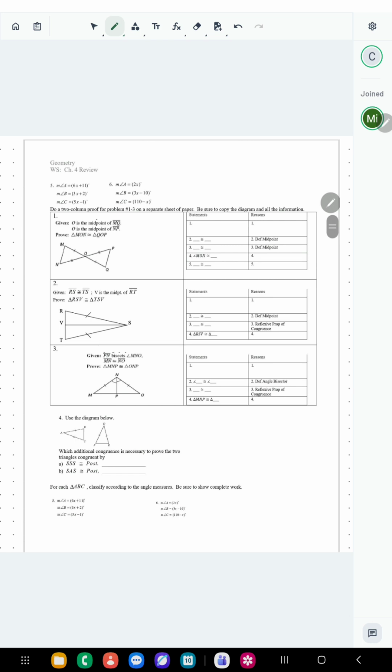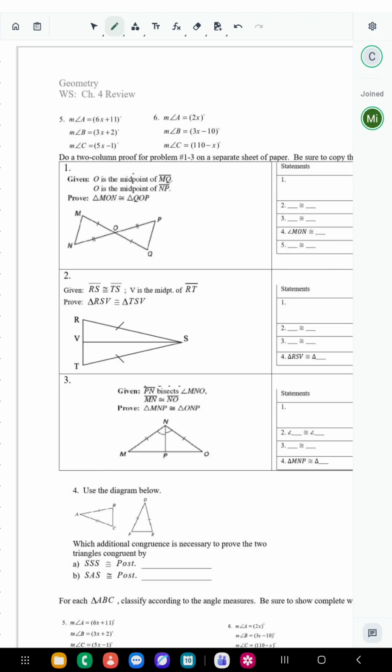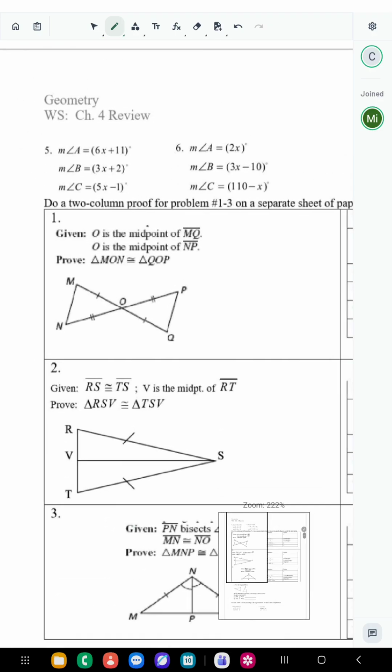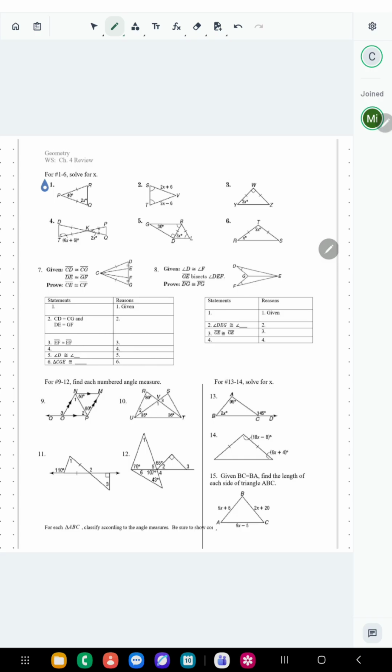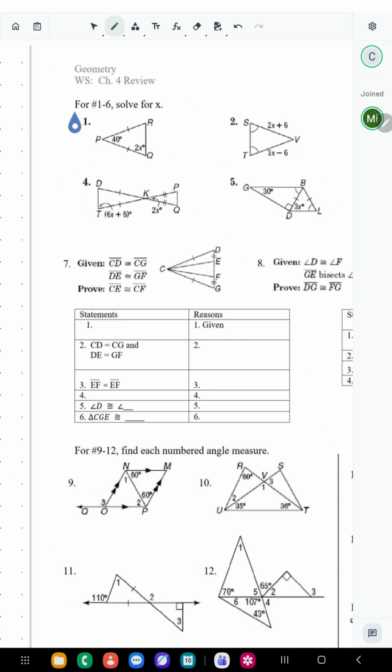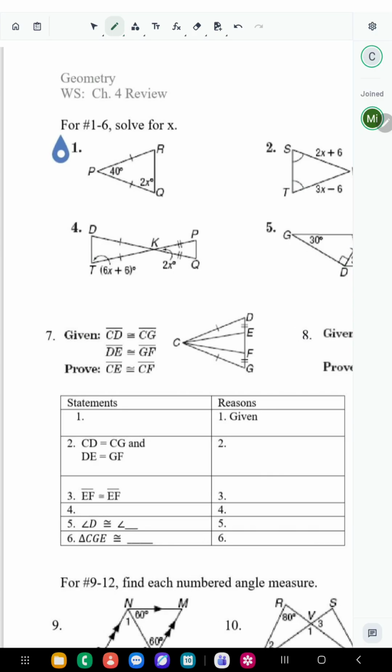Alright, chapter 4, but your file is chapter 5. Okay, for numbers 1 to 6, did I upload the... Oh, hold on. Okay. Now can you see this? For numbers 1 to 6, solve for x.